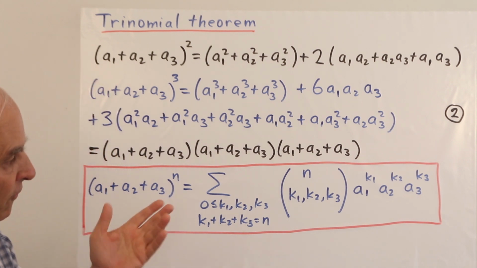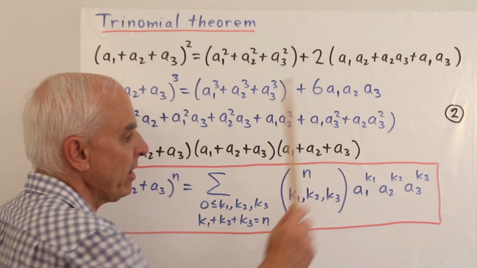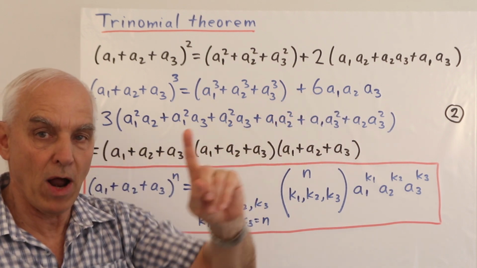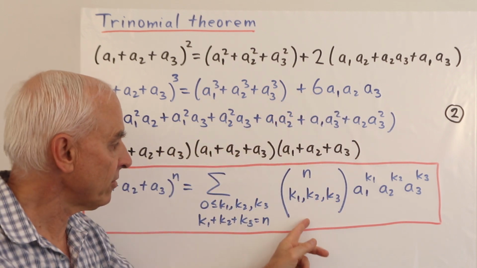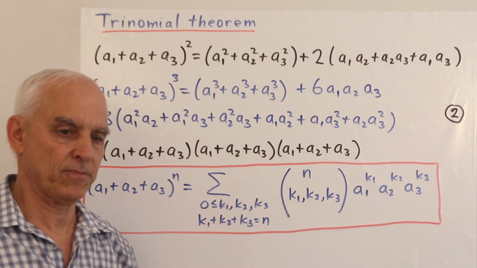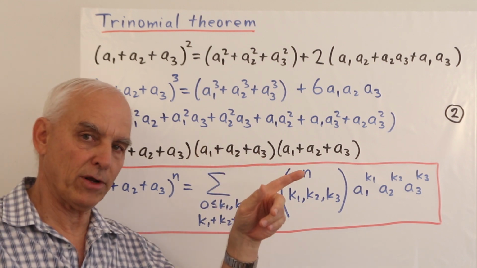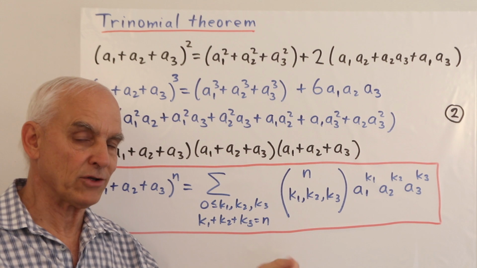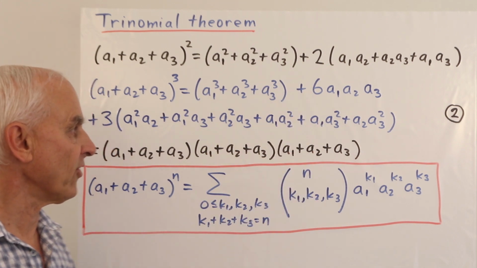It's n choose k1, k2, k3, which is n factorial divided by k1 factorial, k2 factorial, k3 factorial. So, for example, say we're interested in this term here. That would be the term when k1 equals k2 equals k3 equals 1. Then this trinomial coefficient is going to be 3 choose 1, 1, 1. What's that? Well, that's 3 factorial in the numerator with a product 1 factorial, 1 factorial, 1 factorial in the denominator. So that indeed is 6.